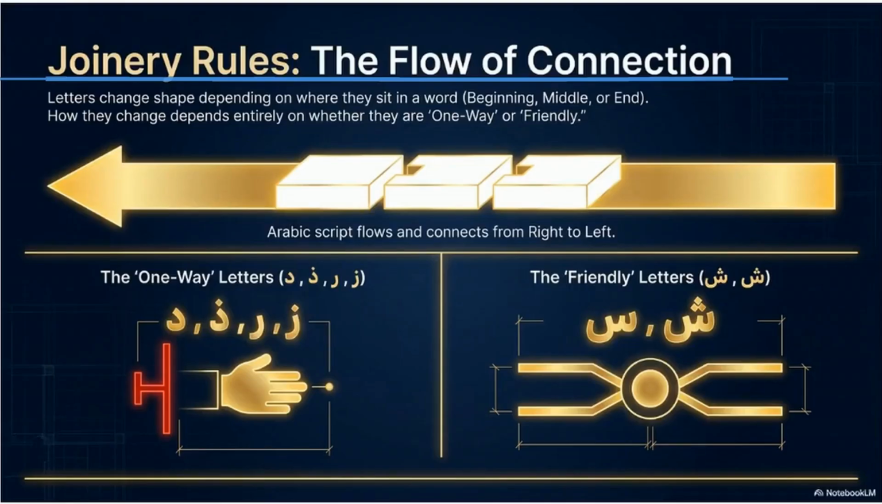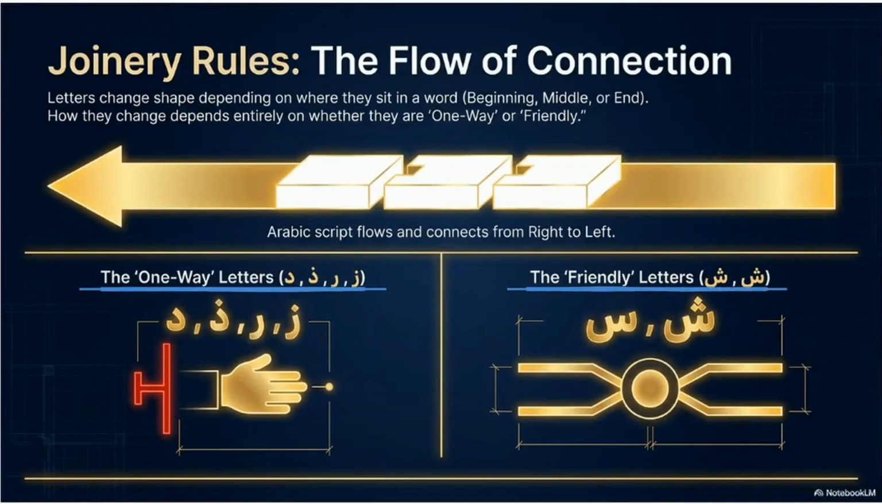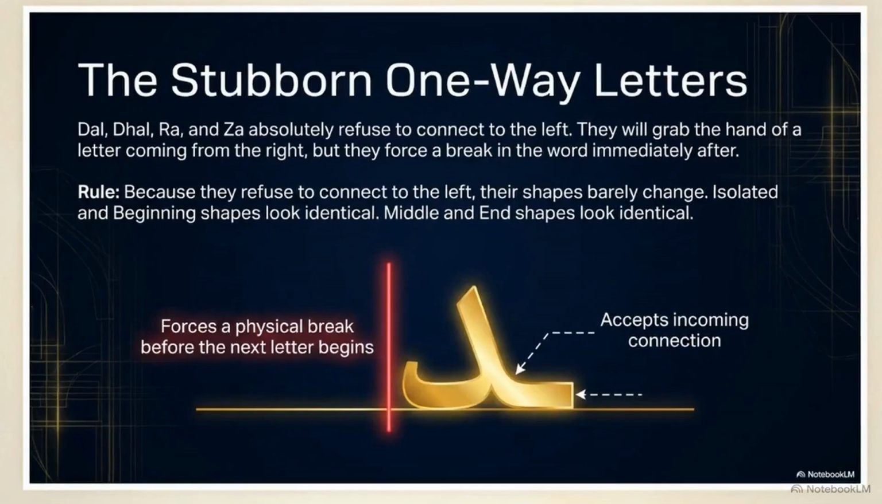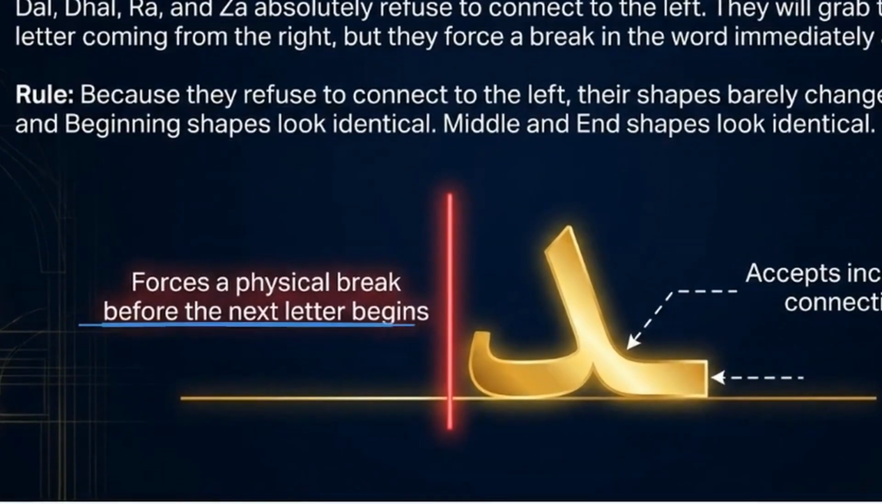This infographic outlines the joinery rules for how our letters behave in a word. Arabic script flows and connects from right to left. As we link these shapes together, they fall into 2 behavioral categories: the stubborn one-way letters and the friendly letters. With the one-way letters, dal, dhal, ra, and za, we see their stubborn nature. They accept an incoming connection from the right, but act as a physical wall, refusing to connect to the left, forcing a break before the next letter begins.